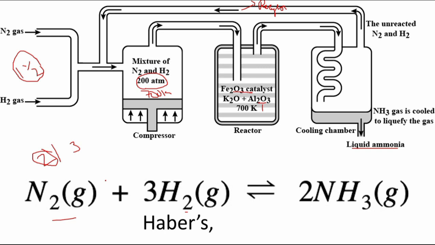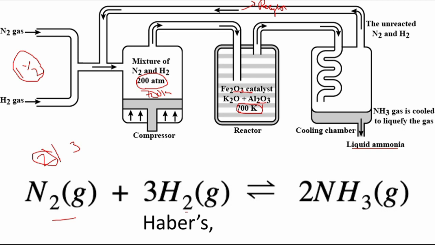But if you write only this equation, you will get only 2 marks. Then what else do you need to write? First, explain in words, and then write some points. You should write the conditions: 700 Kelvin and 200 atm. First write about temperature. Then you should write that Fe is the catalyst, Fe or FeO, and Al2O3 is the promoter.